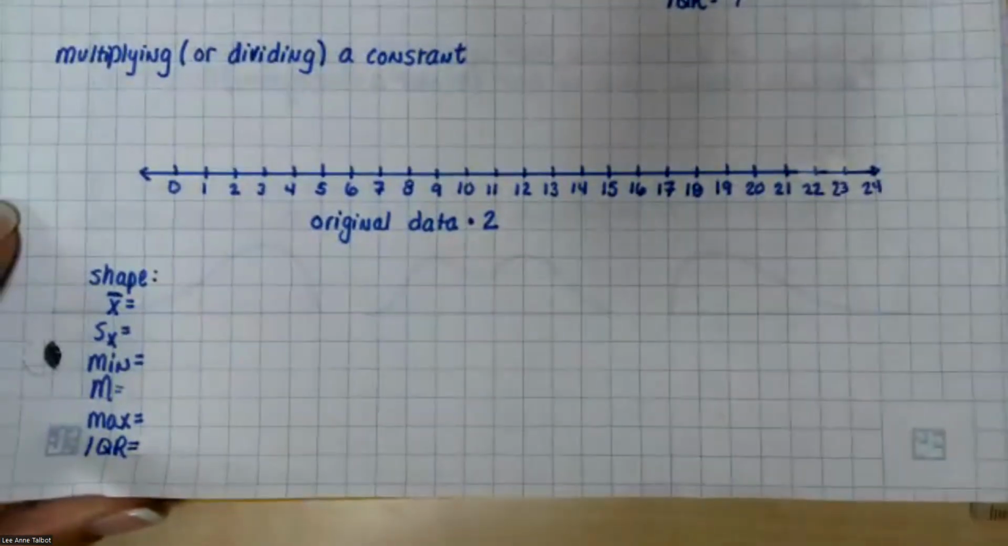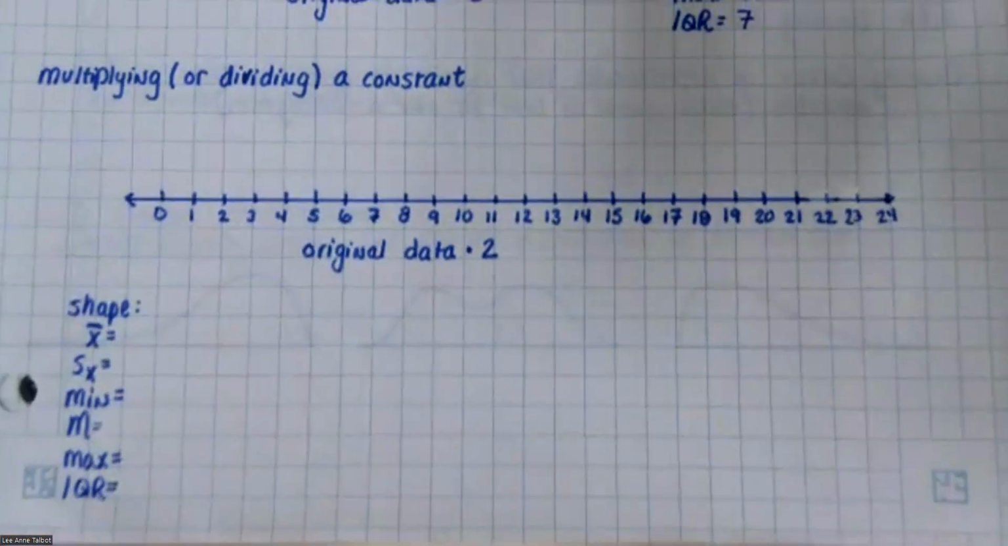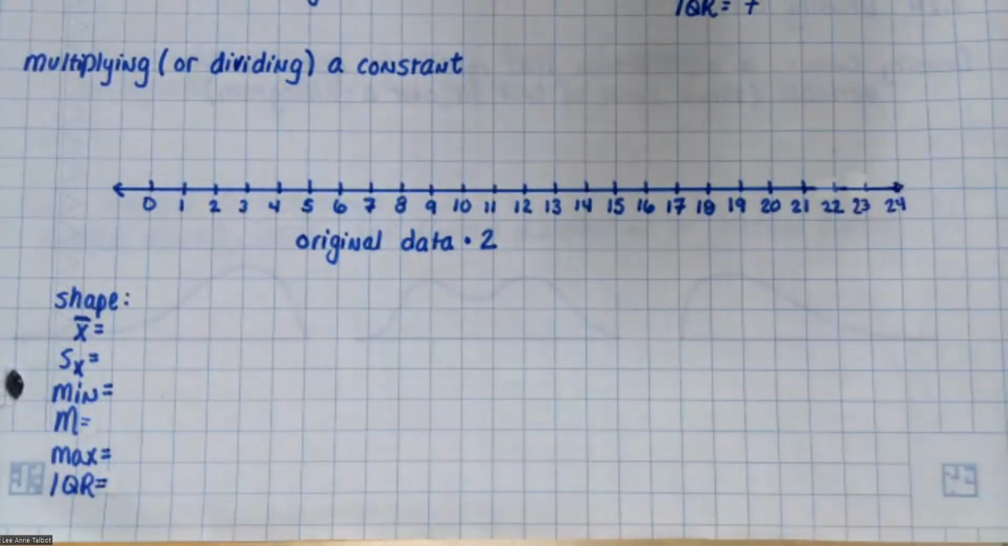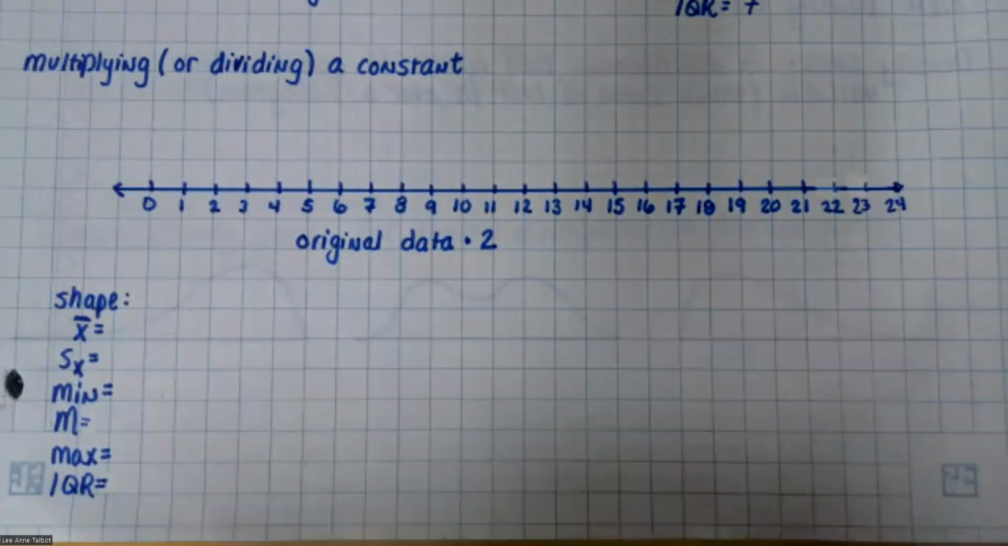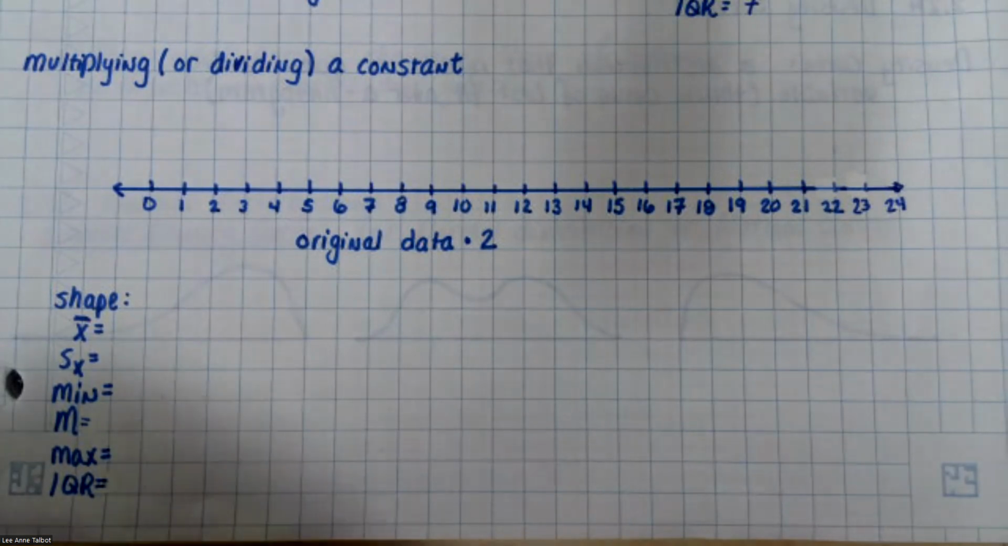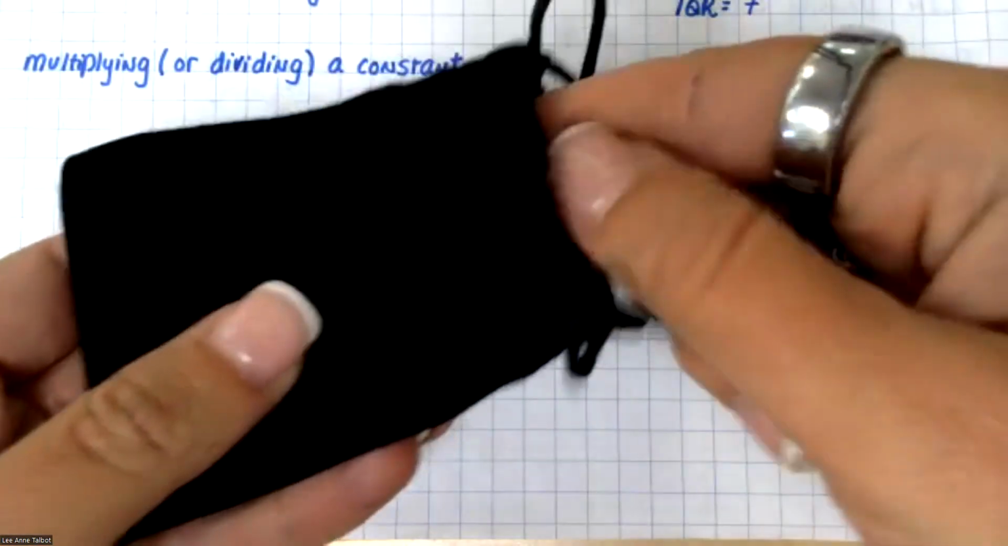Mrs. Talbot, why did you use a 12-sided die anyway? Because it's fun. Gotta put it back in my pouch of weird die. I literally have a pouch of weird dice. See?